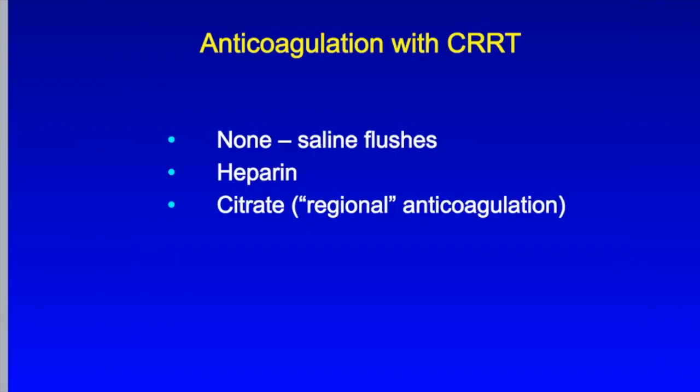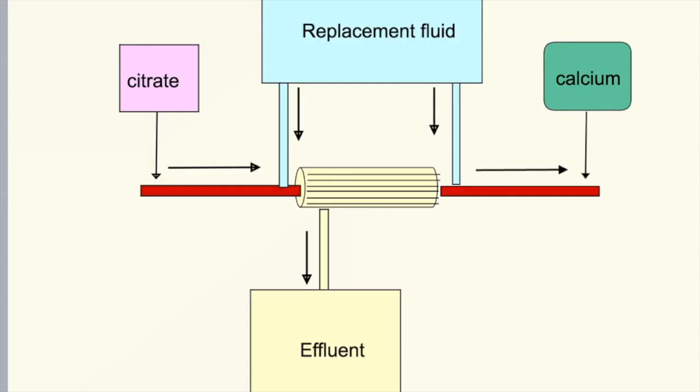Anticoagulation is needed to prevent clotting within the tiny capillary fibers of the dialyzer or the hemofilter. If anticoagulation is contraindicated, periodic saline flushes may be used to prevent clotting. Otherwise, heparin boluses or infusions may be given, and more recently, the use of regional anticoagulation with citrate has become popular. With this technique, citrate is infused into the blood circuit before the hemofilter.